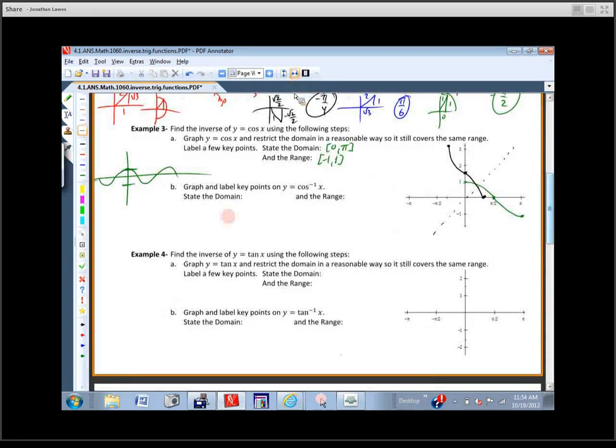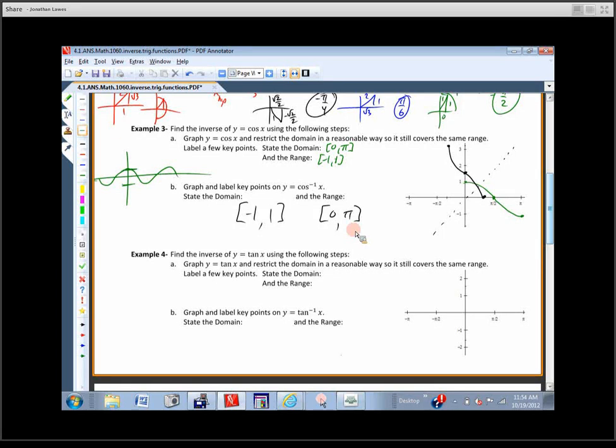Domain and range. The domain for that inverse should be negative 1 to 1. We're going to plug in ratios between negative 1 and 1. And the range, the answers that we get out, are going to be between 0 and pi. Endpoints included. Square brackets on this one.